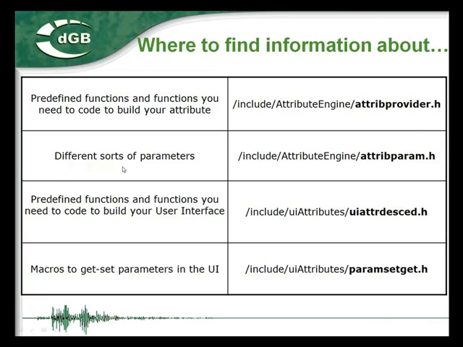If you need to know more about the different sorts of parameters that you can use, then you can check the code in the attribute engine and go to the attribute param.h file. Same thing if you need to look for the predefined functions and the function to call to build your user interface: just go to the UI attribute, UI attribute desc editor.h file. And if you want to know more about the macros to get or set the parameters in the user interface, just go to the UI attributes param set get.h. I think this is quite straightforward.